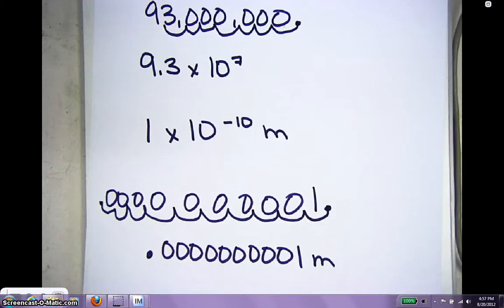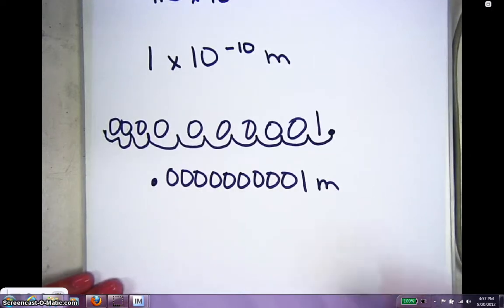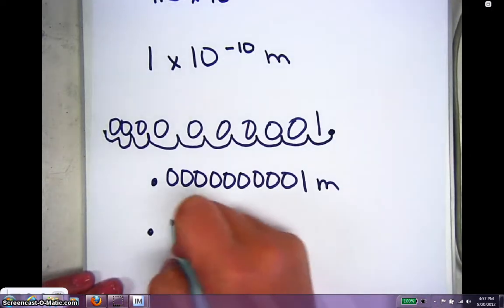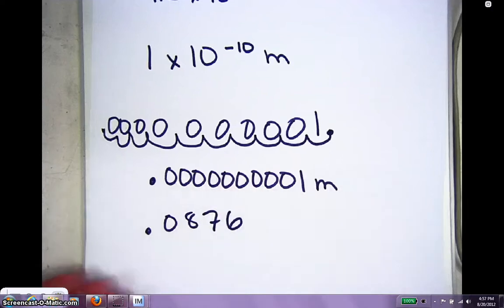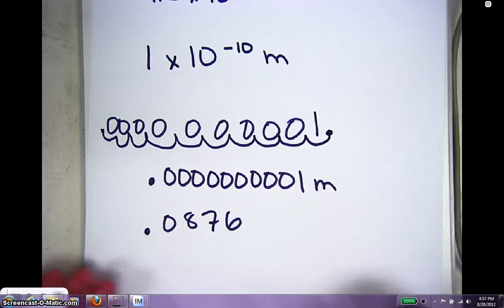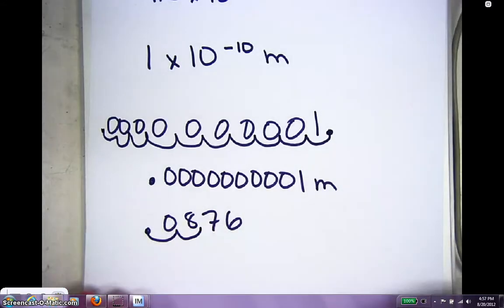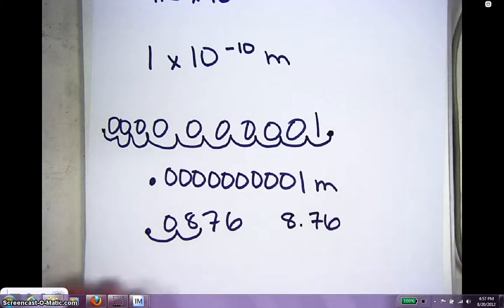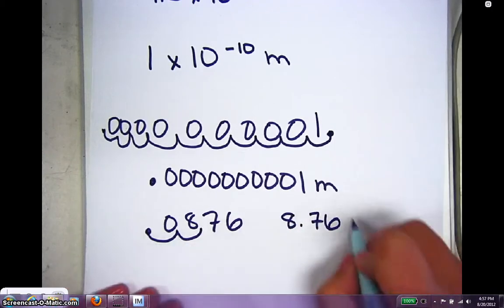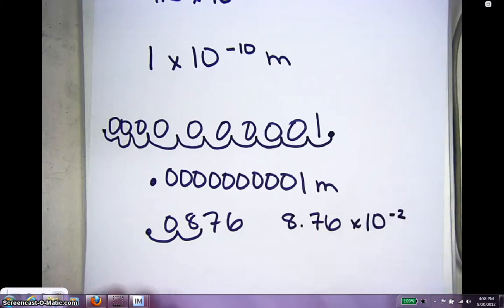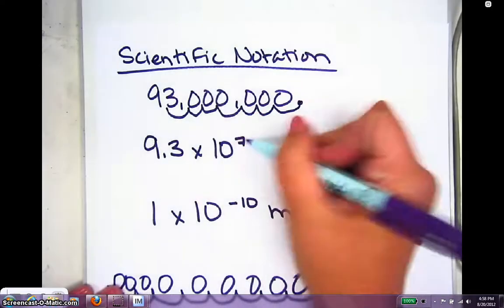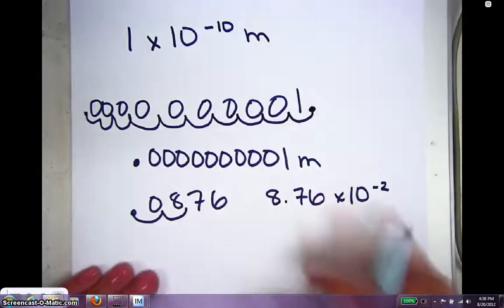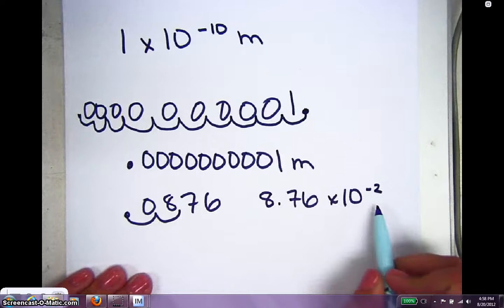All right, so let me just give another example. Let's say we had 0.0876. Okay, to put that in scientific notation, again, I move the decimal so there's only one number in front of it. So I would go 1, 2 places to the right. And so I would have 8.76. And since I moved to the right, it's going to be times 10 to the negative 2. Okay, so up here, I moved to the left, so I have a positive power. Down here, I moved to the right, so I have a negative power.